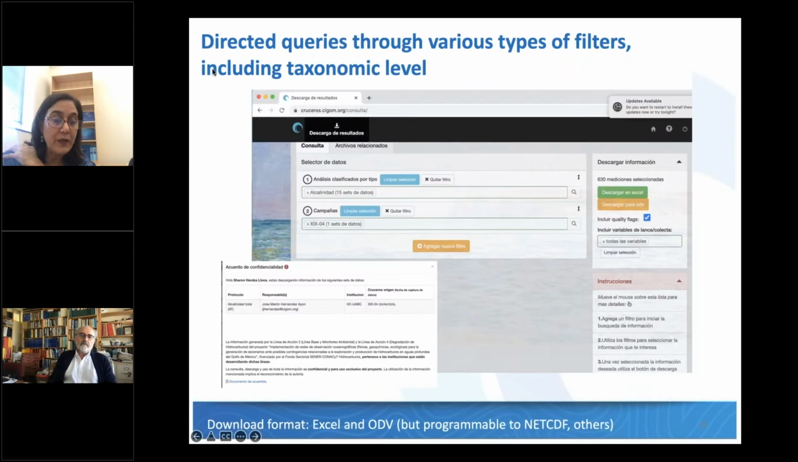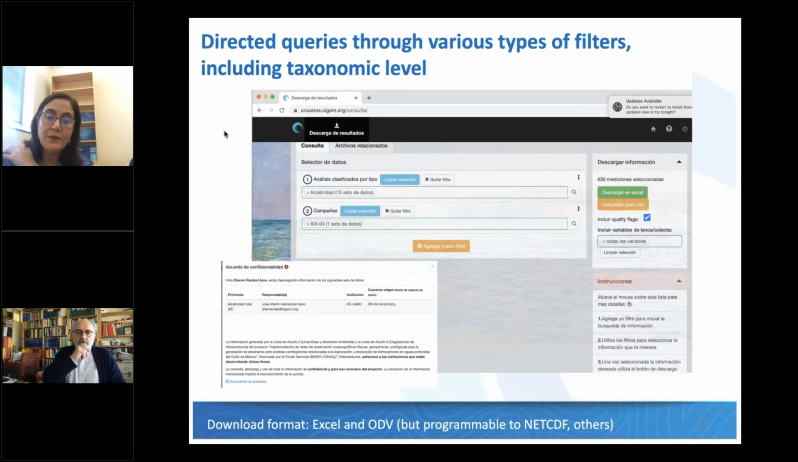For searches, we developed this part of the application over time as well, working with the users, so it would be very user-friendly. You can use different types of filters that range from the type of analysis to depth ranges, salinity ranges, temperature ranges, and for taxonomy, you can do searches by a particular taxonomic level, and WoRMS allows us to group information based on their taxonomic category.